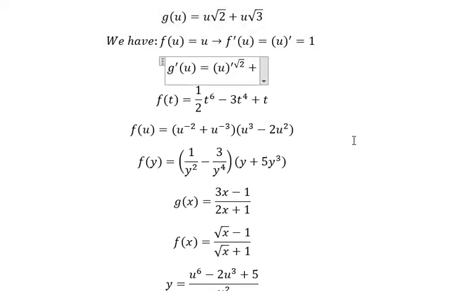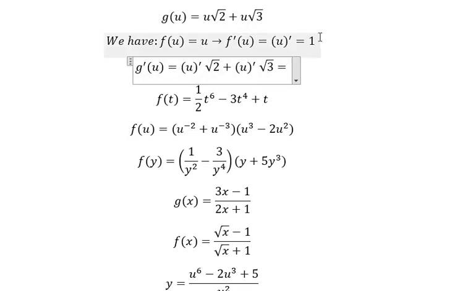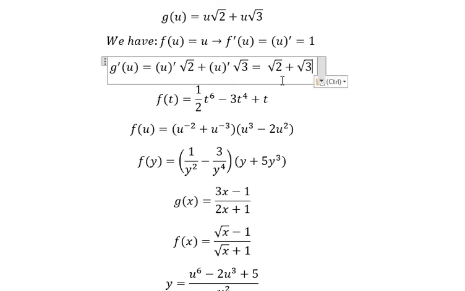Similar for this one. And because first derivative of variable like this, we have number 1. So this means this should be about number 1 in here. This should be about number 1 in here. So we can simplify like this. And this is the final answer.